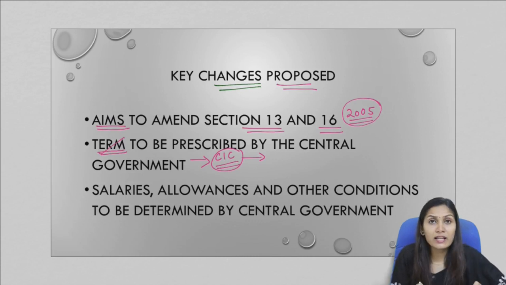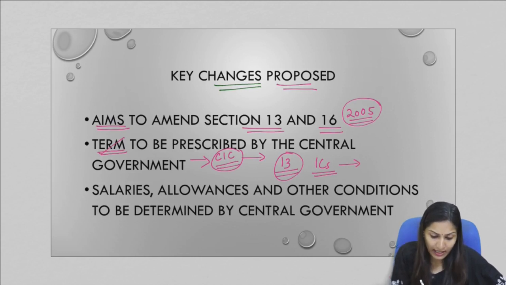Now, in the original RTI Act, Section 13 is regarding the term of the CIC and other ICs. That is, at the central level, there is a Chief Information Commissioner, and at the state levels, there are information commissioners. So Section 13 of the original Act is regarding the term of the CIC and other ICs. Now, amending Section 13 means that the term of the CIC and ICs is to be amended.